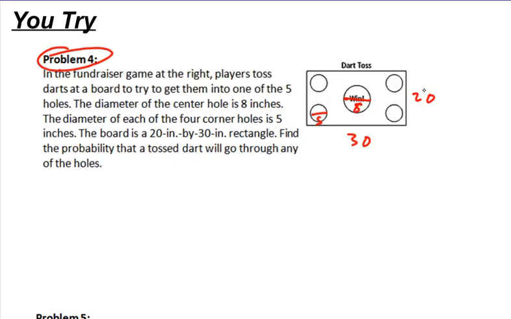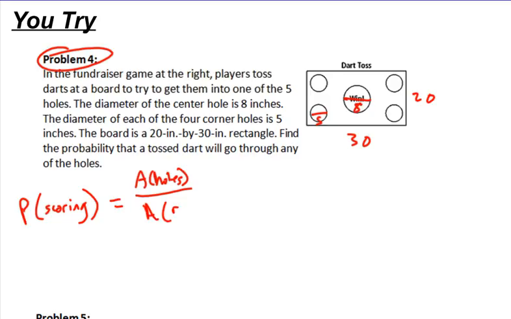Find the probability that a tossed dart will go through any of the holes. So basically, we want to find the probability of scoring. That would be the area of the holes, which is our favorable area, over the total area.